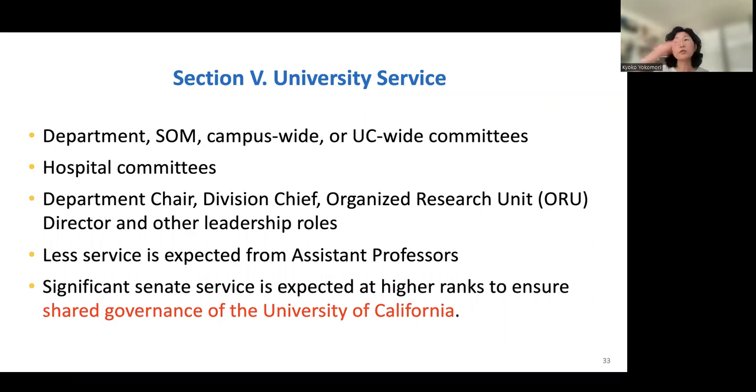But once you get tenured, then you start serving on these committees. During associate professorship, you want to pave the way by serving on different committees. So by the time you become a professor, you can start chairing some of these committees to demonstrate your leadership, which is really expected for senior faculty members, because at the University of California, shared governance is an important policy.